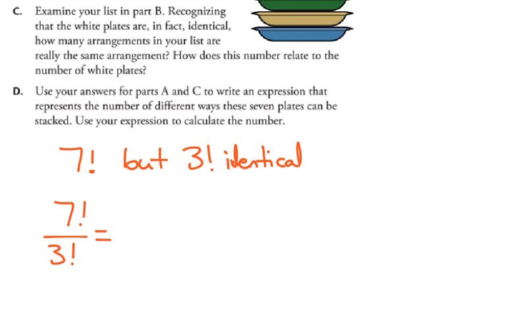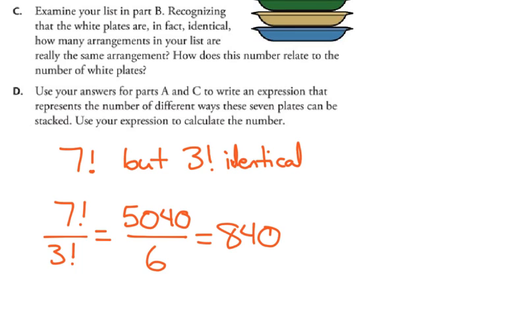Step over to a calculator. It's better to do this in 2 steps rather than 1, especially when these get to be more complicated questions. That would be 5,040 divided by 6, which would give us a total of 840 different arrangements of these plates.